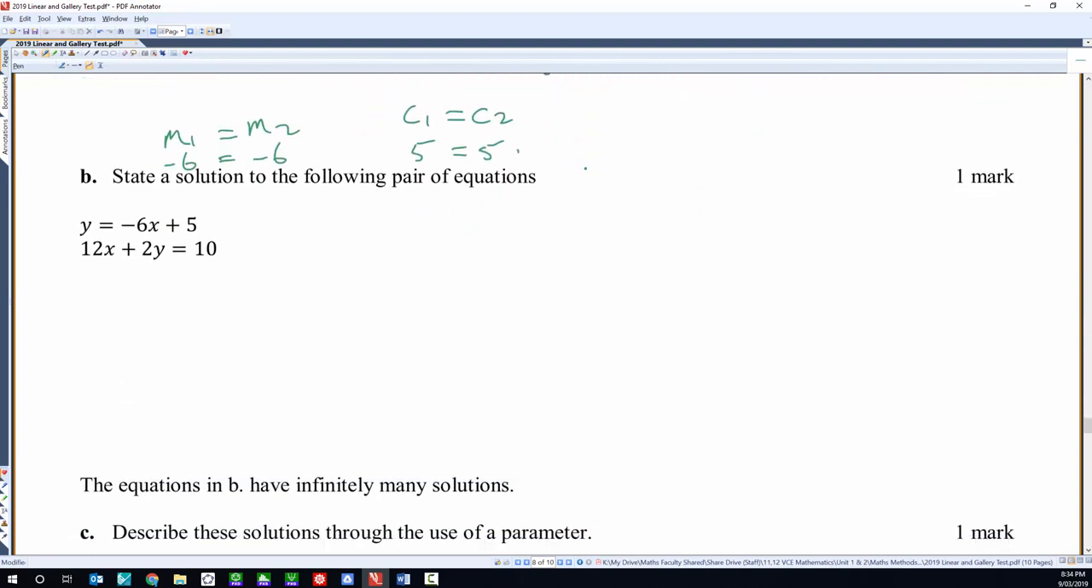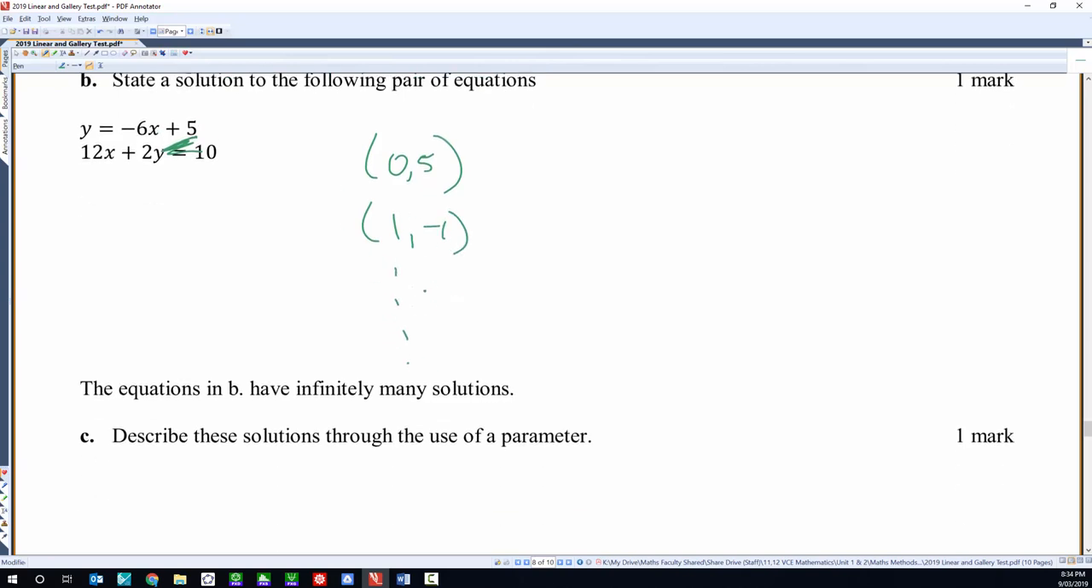So this one says, if there is infinitely many, state a possible solution. So what's one solution to them? And most of you who picked up where this question was going just noted that the y-intercept of this one is (0, 5), which would be the y-intercept of this one. So that was one solution. Some of you subbed in 1 into this, which came up with negative 1. There's infinitely many solutions.